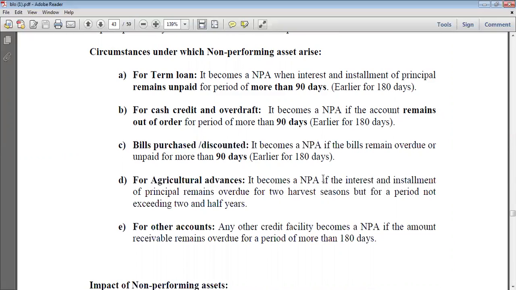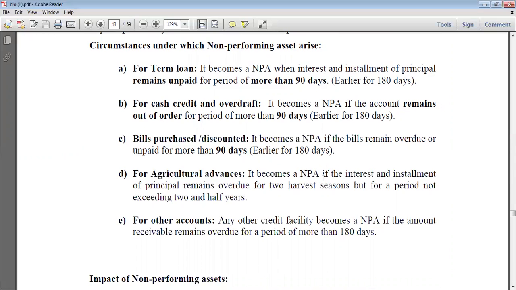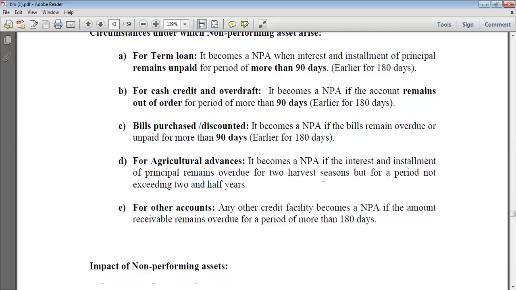For agricultural advance, it becomes an NPA if the interest and installment of principal remains overdue for two harvest seasons, but for a period not exceeding 2.5 years. They are basically agricultural people, and they are given two periods. The two periods mean two harvesting seasons, I think two years, and they are given an additional half year also. When the agricultural people sell the product, only then can they make the payment. That is the reason they are given harvest season basis.